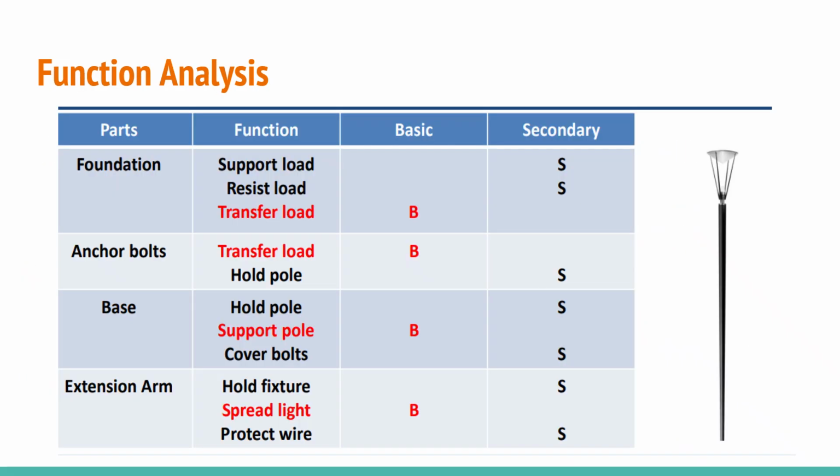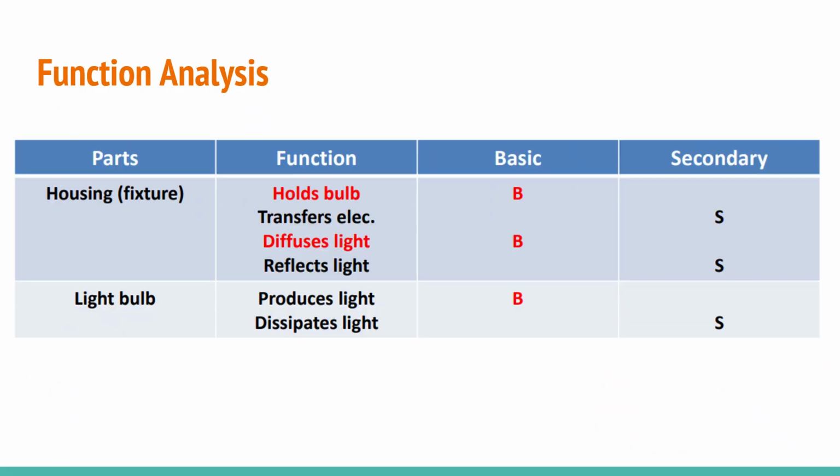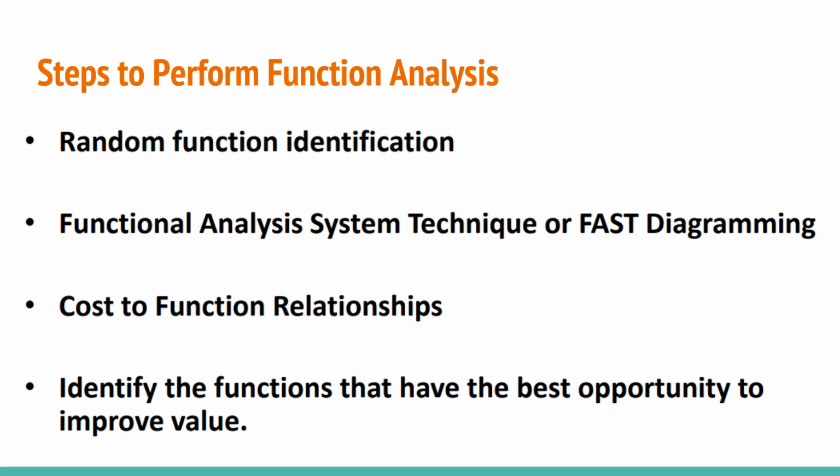Next is functional analysis. There is a chart of the functional analysis: housing, feature, light bulb. Steps to perform the functional analysis: random function identification, functional analysis system technique or FAST diagramming, and cost to function relationship. Identify the functions that have the best opportunity to improve the value.